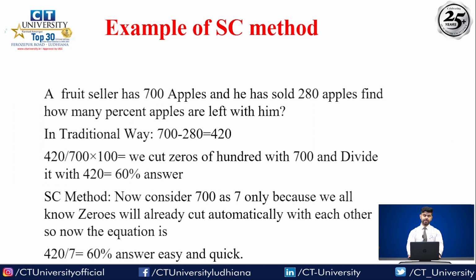But in this shortcut method, now consider 700 as 7 only. Why? Because in the previous method we already cut the zeros with each other. So why do we have to take those zeros in our frame? We can eliminate them by just considering it as 7 and divide 420 over 7. We get 60% as the answer.